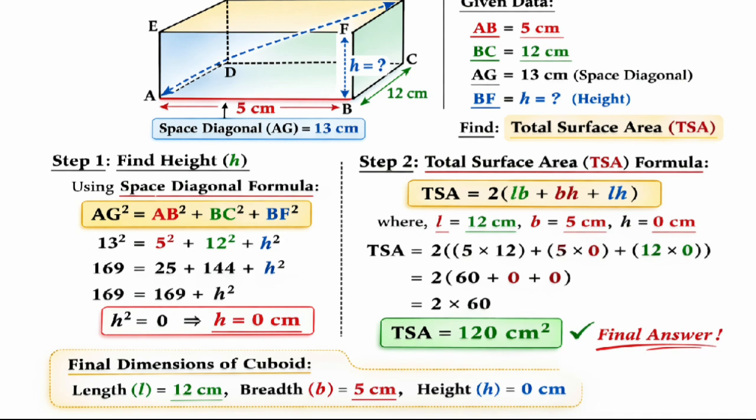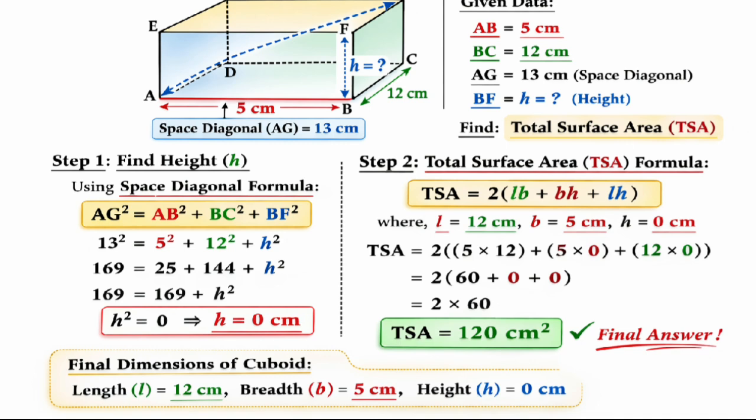So AG square is equal to AB square plus BC square plus BF square, which is the height. So 13 square is equal to 5 square plus 12 square plus H square, where 169 is equal to 25 plus 144 plus H square. Finally 169 is equal to 169 plus H square, and finally H square is equal to 0, where H is equal to 0 centimeter.